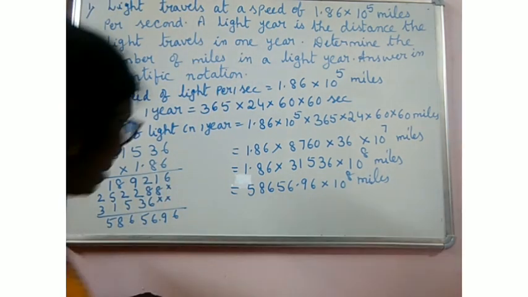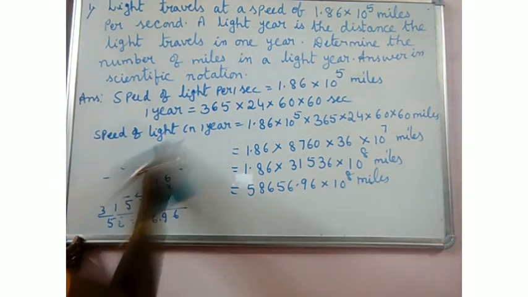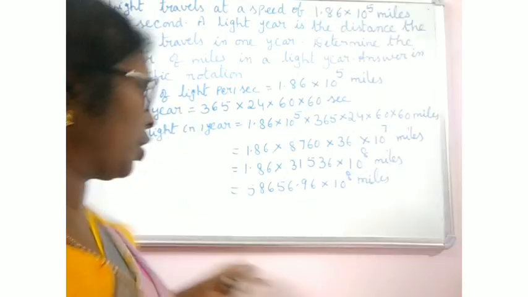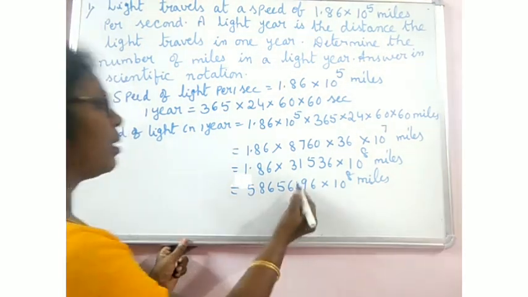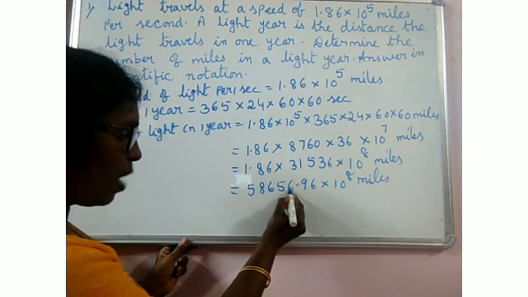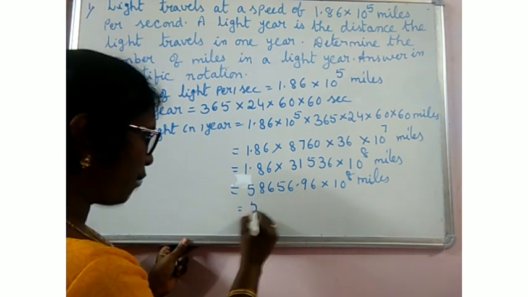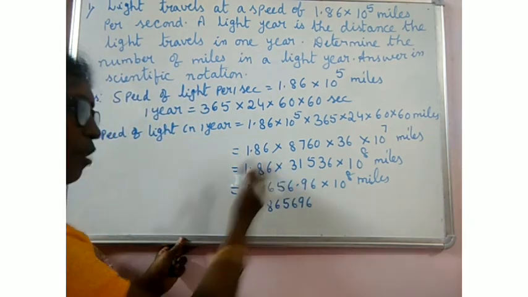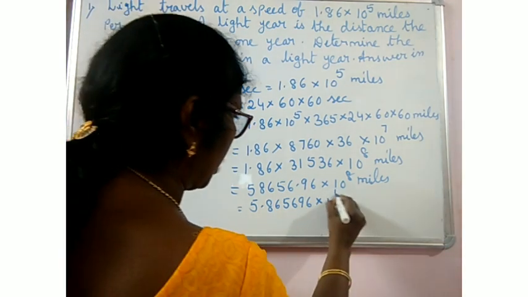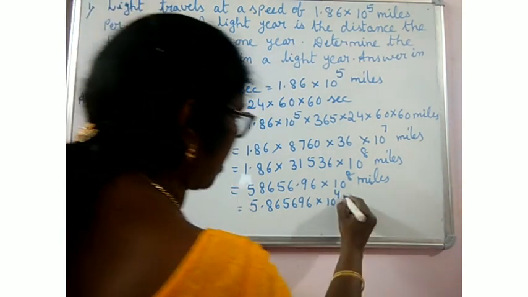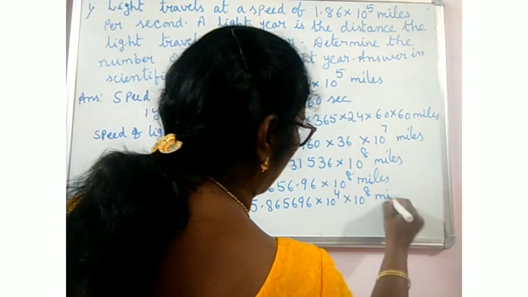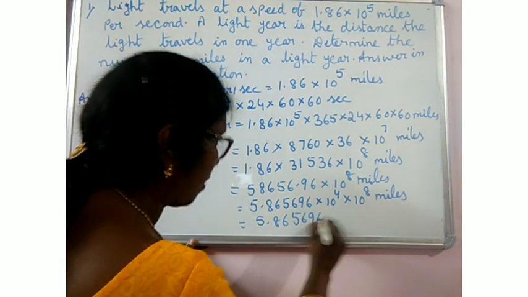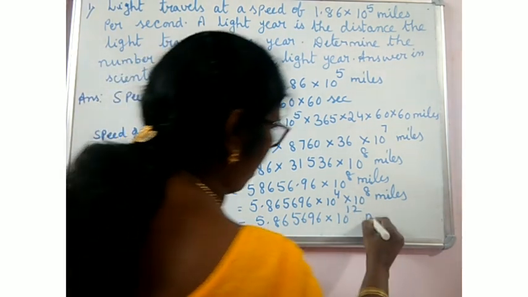I hope the calculation is correct. The multiplication is correct. But we have to show the answer in scientific notation. That means the decimal has to be placed here. We have to bring it 1, 2, 3, 4 places, so it will be 5.865696. The decimal has moved 4 places from right to left, so it is into 10 to the power 4, and this is multiplied by the 10 to the power 8 miles already there. That means 5.865696 into 10 to the power 4 plus 8, that is 12 miles.